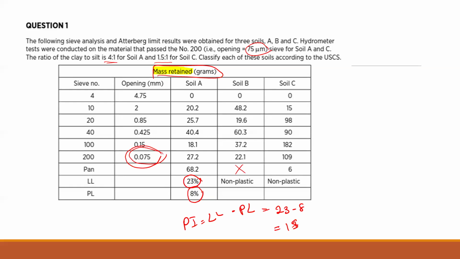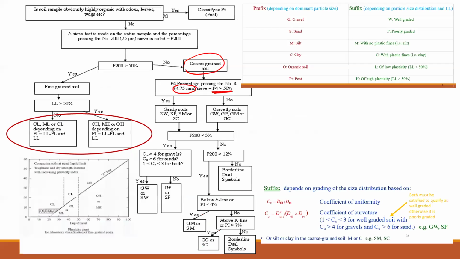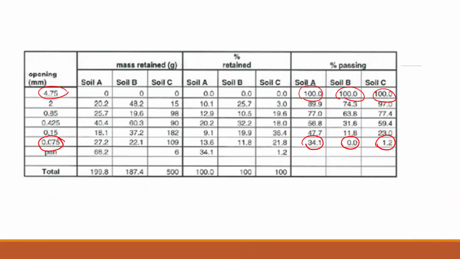Yes, 23 minus 8 is 15, sorry. So the plasticity index is 15, the plastic limit is 8, and the liquid limit is 23. So the liquid limit is 23 somewhere here, and the plasticity index is 15 here. So that will be above the A line.